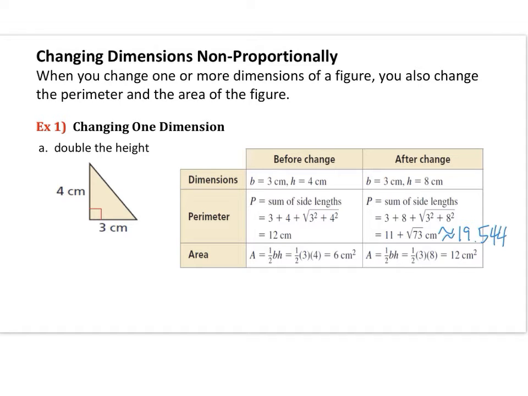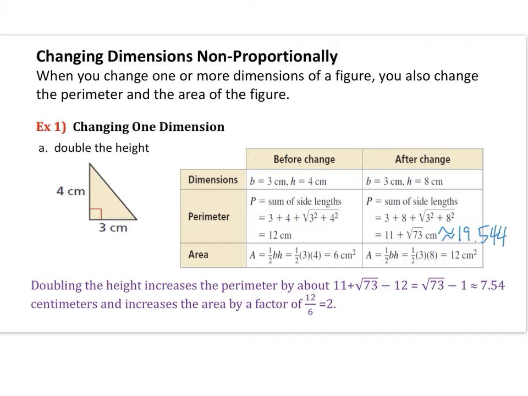So now let's compare. It looks like doubling the height increases the perimeter by about 7.54 centimeters and increases the area by a factor of, if you divide the new by the original, a scale factor of 2. So that scale factor 2 matches what we applied to the height only.